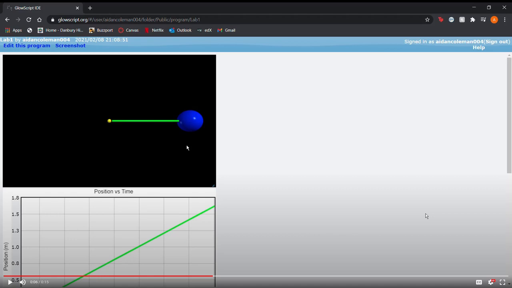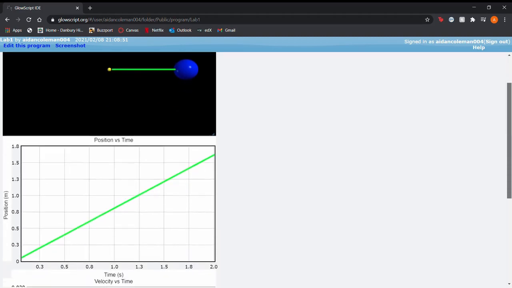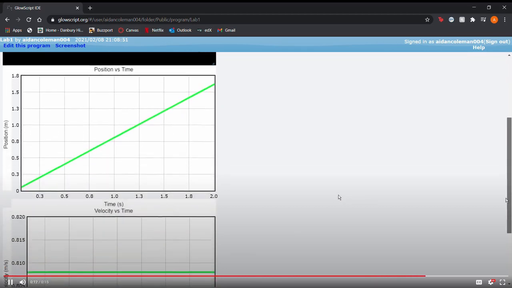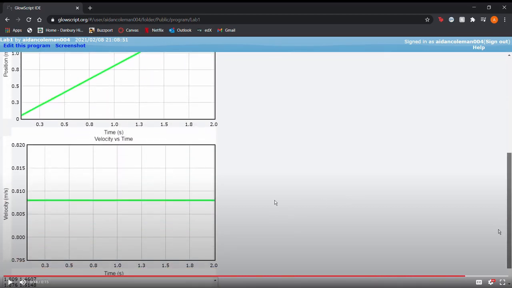Up top, you can see it shows the ball's motion similarly to as it appeared in the video, rolling straight to the right in the positive x direction. Here, the position versus time graph mimics that of the one on the Tracker application, although it is much straighter than the one on Tracker because the computer model does not have any inaccuracies. Finally, here's a graph of velocity over time. Obviously, it does not change as it maintains a completely flat slope.